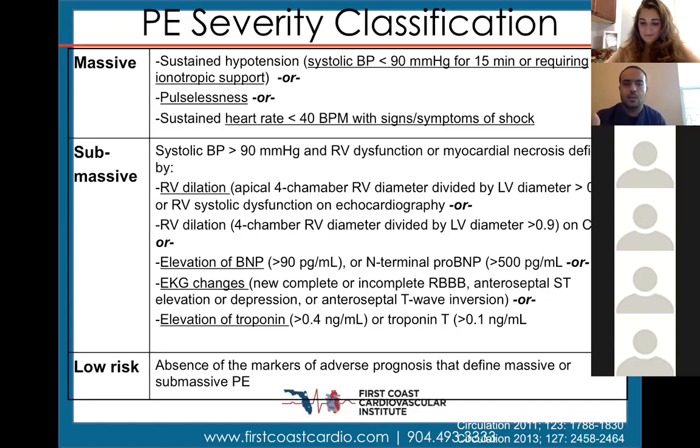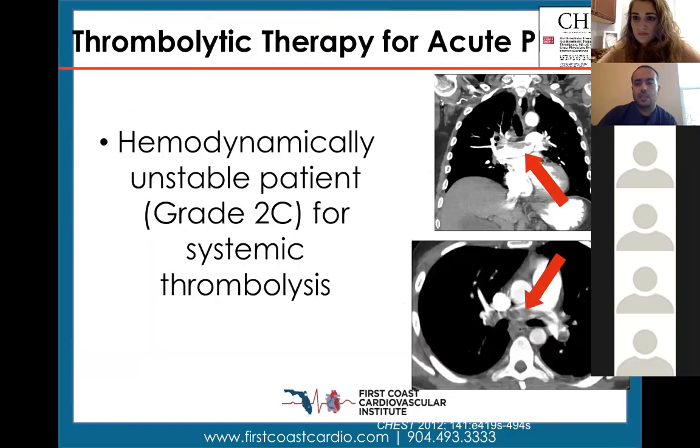Submassive PE, you'll have blood pressure still more than 90 with RV dysfunction and myocardial necrosis, defined by RV dilation. In the apical four chamber view, you see the right ventricle enlarged. Elevated BNP, some biomarkers, BNP more than 90, NT-proBNP more than 500, some EKG changes, complete or incomplete right bundle branch block. That's pretty specific when it happens. Elevated troponins more than 0.4. The low risk PE has the absence of any of these markers.